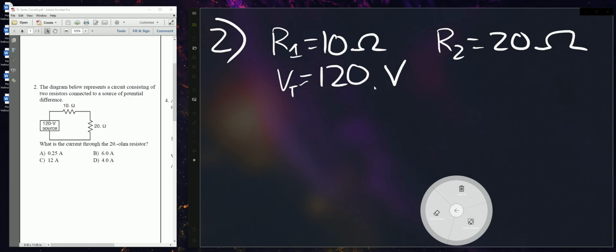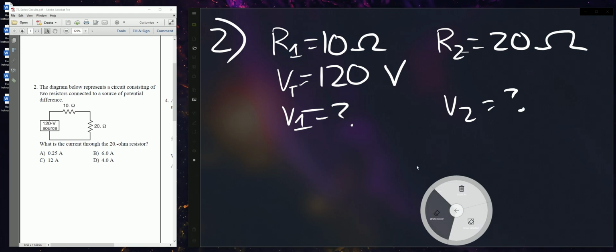So there are 2 ways you can do this, and we'll give you the first way. What is the current running through this 20 ohm resistor? Well, we don't know the voltage running through each. Actually, it's only one way. We only know the total voltage. We don't know voltage 1, we don't know voltage 2, so we can't do that. We can't treat these resistors separately.